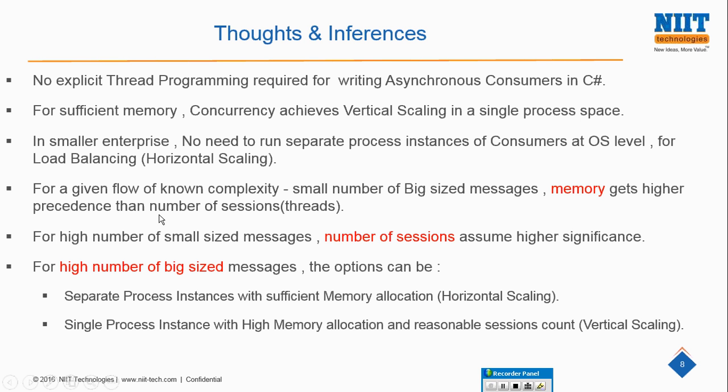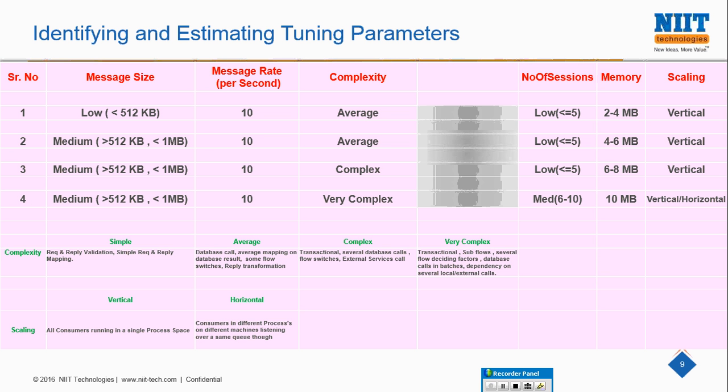And if both are high, the size of messages is large, and the message flow rate is also high, then you can go for either horizontal scaling or vertical scaling. But in the case of vertical scaling, you have to have very high memory allocation, of course, and a significant number of threads. These two are the most important tuning parameters, or performance tuning parameters, and we will have a better representation in the next slide, which is this.